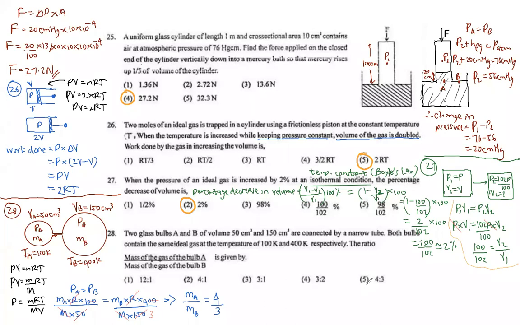Fifth one. So the important part is PA equals PB. Why is that? PA equals PB because the bulbs are connected by a narrow tube. If the bulbs are connected by a narrow tube, the gas molecules will move and settle down when the two pressures are equal.